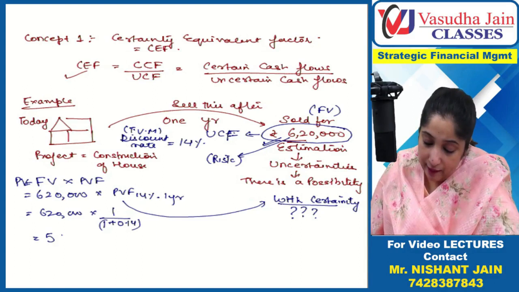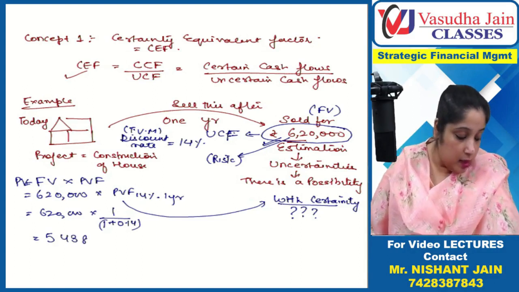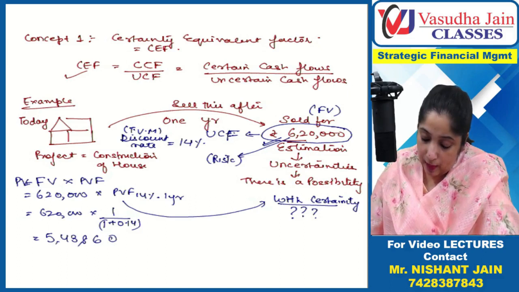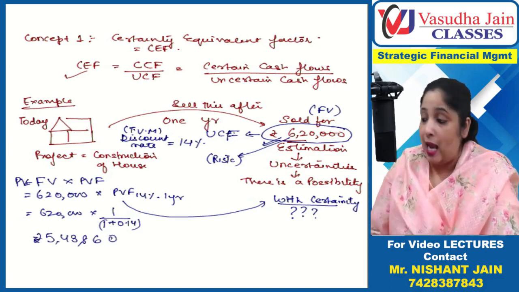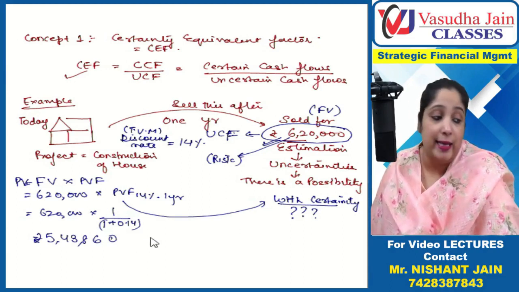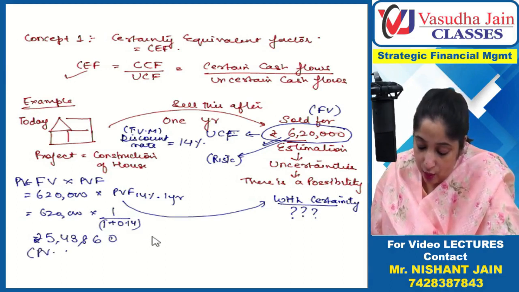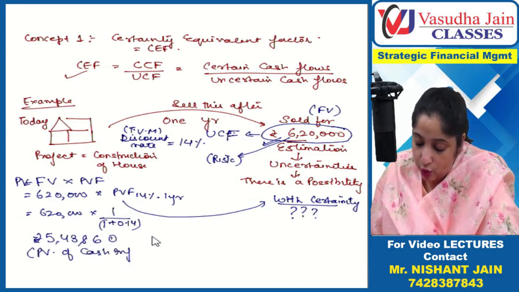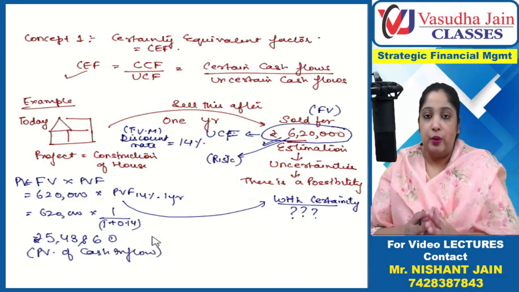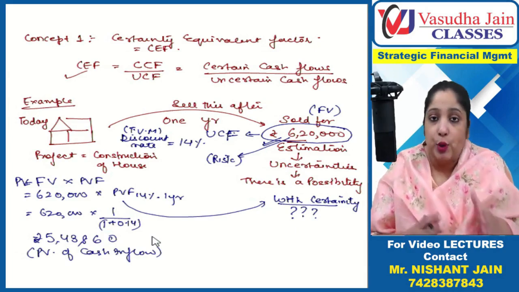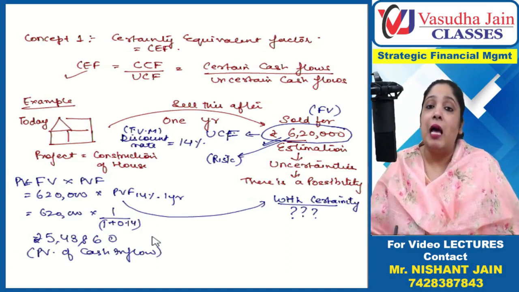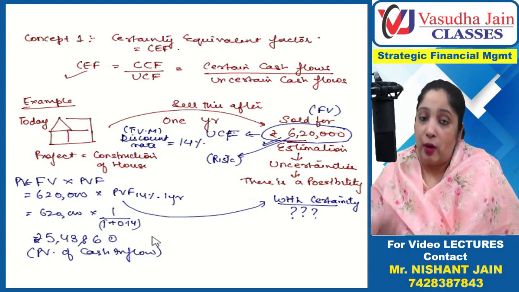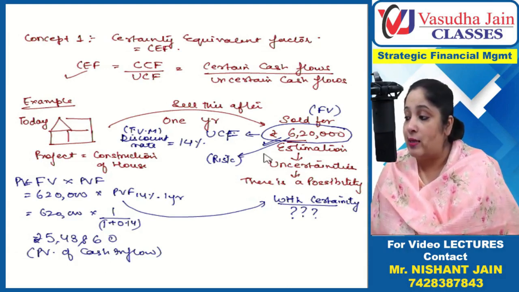So we are getting 5,43,860. So basically, if I sell this house today, I should be getting 5,43,860. This is the present value of the cash inflow. So can I conclude? Please understand this. What I'm trying to say is, if I sell this house today, I should be getting 5,43,860 rupees. And if I sell this house after 1 year, if I assume my time value of money to be 14%, then this house should sell for 6,20,000.